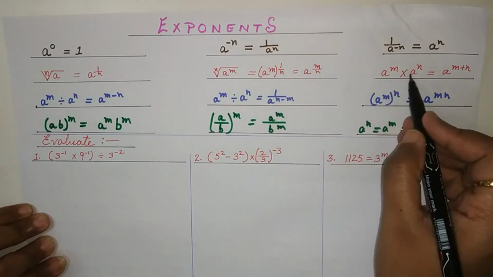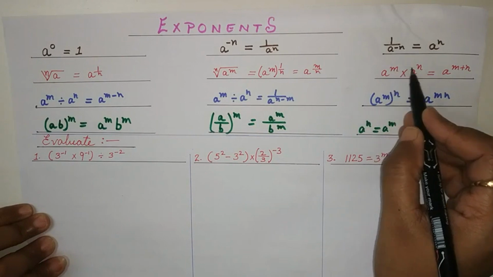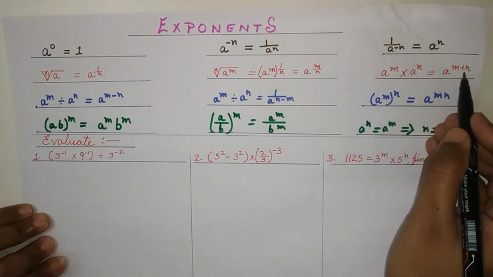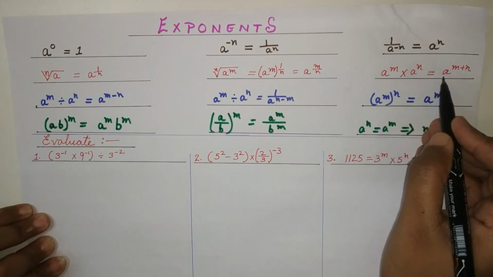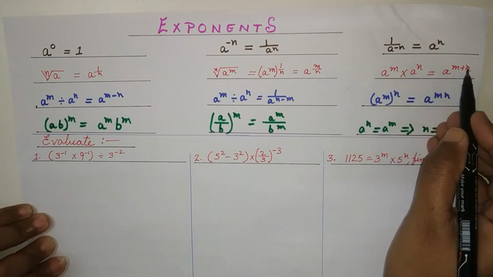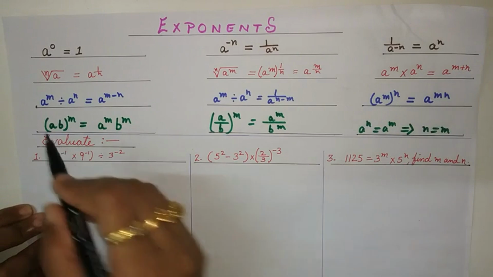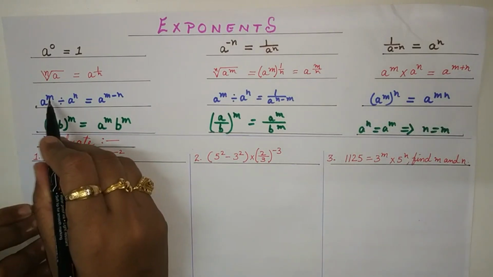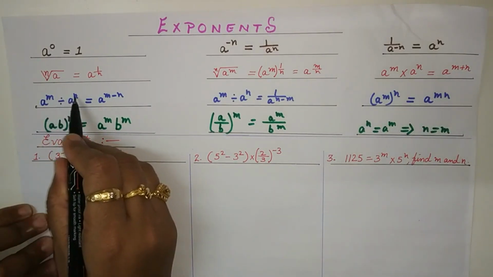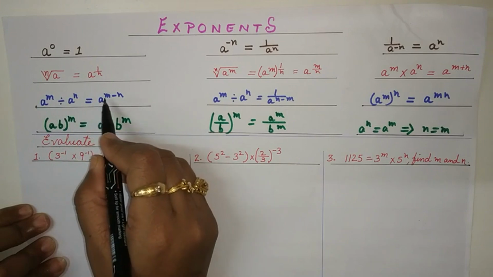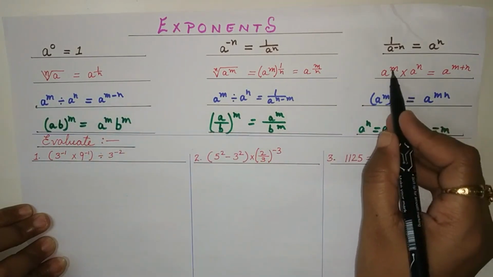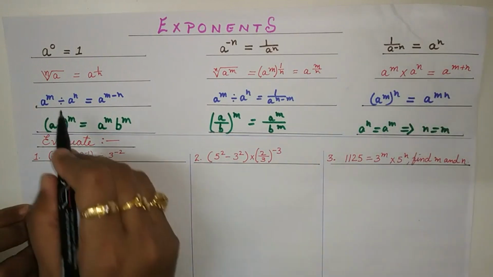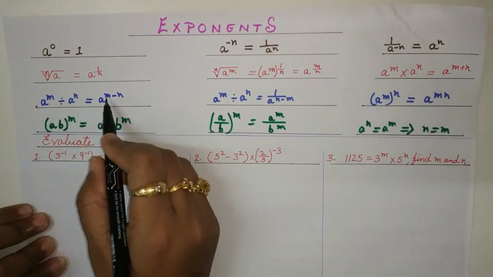If the bases are same with two different powers, the powers are added. So a to the power m into a to the power n is equal to a to the power m plus n. This is product. For division, a to the power m divided by a to the power n is equal to a to the power m minus n. So for multiplication, the powers get added. For division, the power gets subtracted.